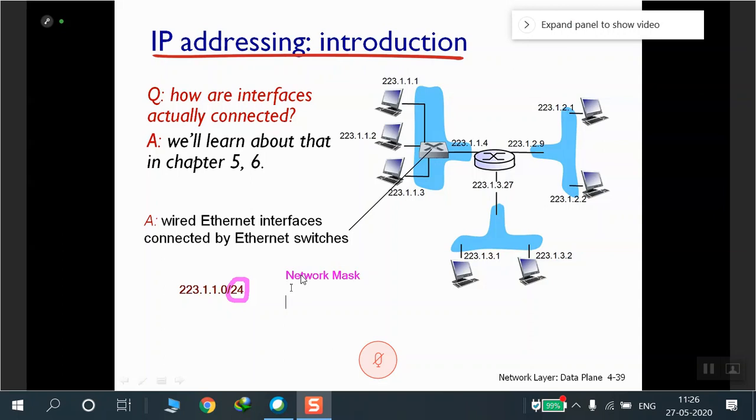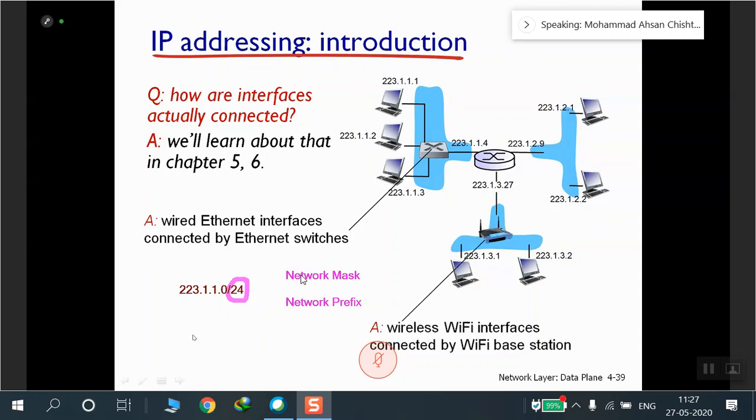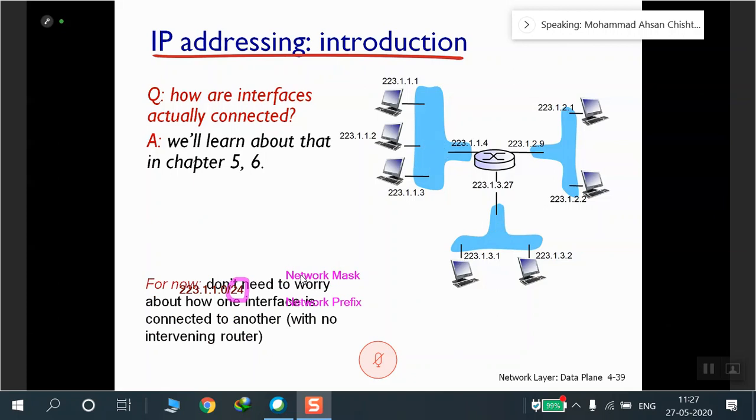Another word that we use is network prefix or network mask, which again means the leftmost bits that define the network address of the IP address is the network prefix. Any questions till now? If not, then I'll move towards the classes, the network classes.